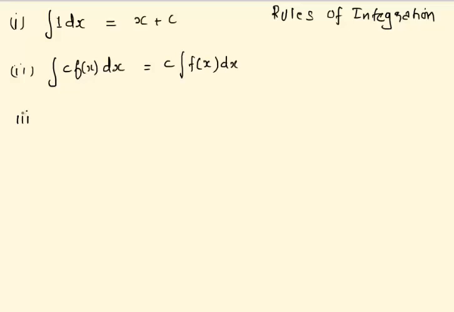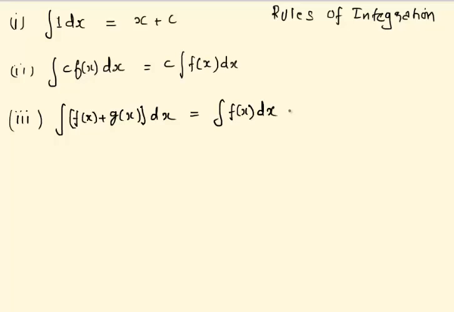Third rule of integration is equivalent to the sum or difference rule. Suppose you have two functions, f(x) plus g(x), integrated with respect to x. Then this is equivalent to integrating f(x) with respect to x plus integration of g(x) with respect to x. So if there is a sum, then you can split the integration into two parts. If there is a minus sign over here, then f(x) minus g(x) will be integration of f(x) dx minus integration of g(x) dx.